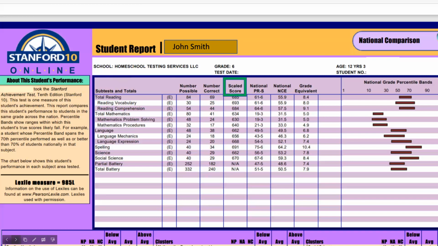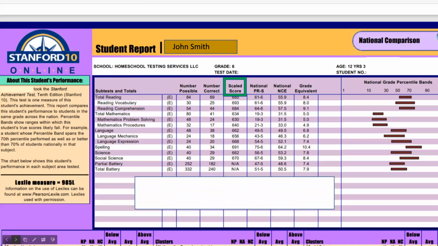The scaled score is based on the actual number of questions John answered correct. John's raw score is converted to a scale based on the difficulty level of each question. Raw scores cannot be compared between test years, but scaled scores can. By converting each score to a scaled score, this allows you to compare your student's scaled score year after year. Your student's scaled score should increase each year. You do not want to compare your student's scaled score between different test brands, but you can compare your student's scaled score each year on the Stanford-10 online.